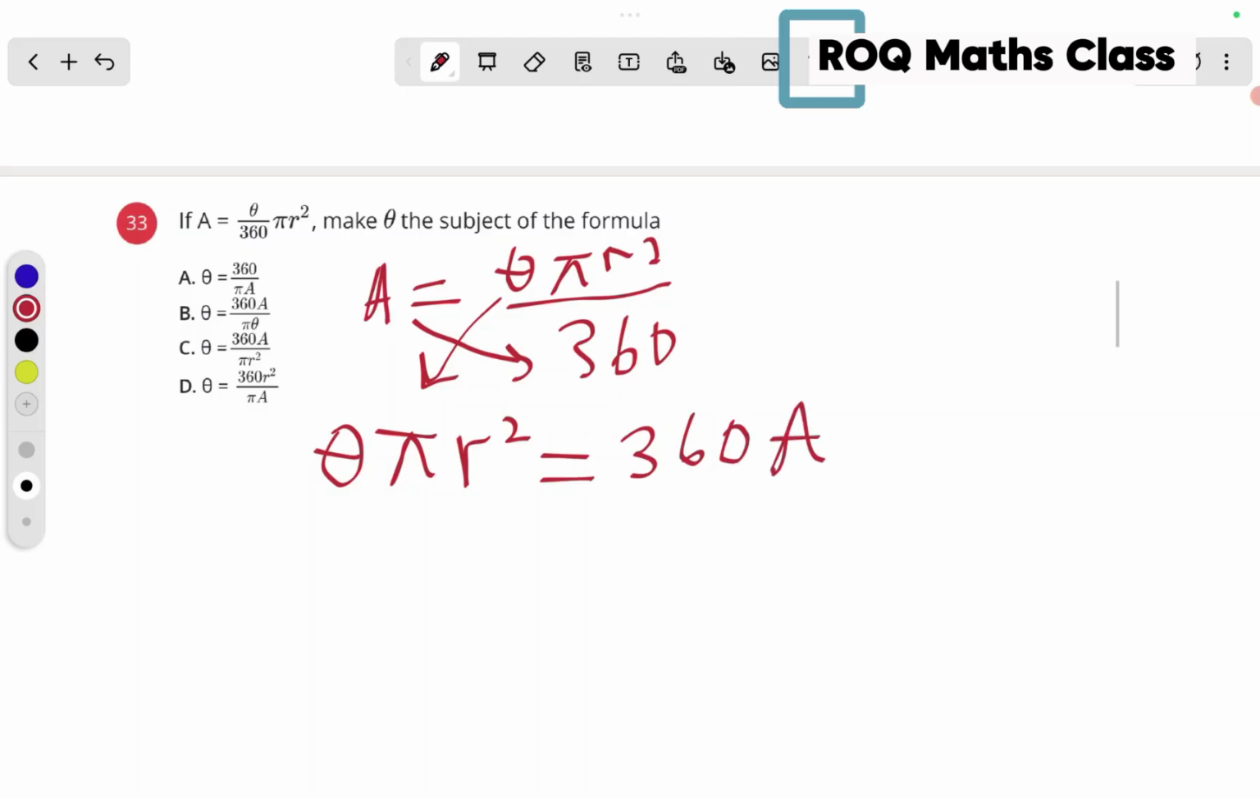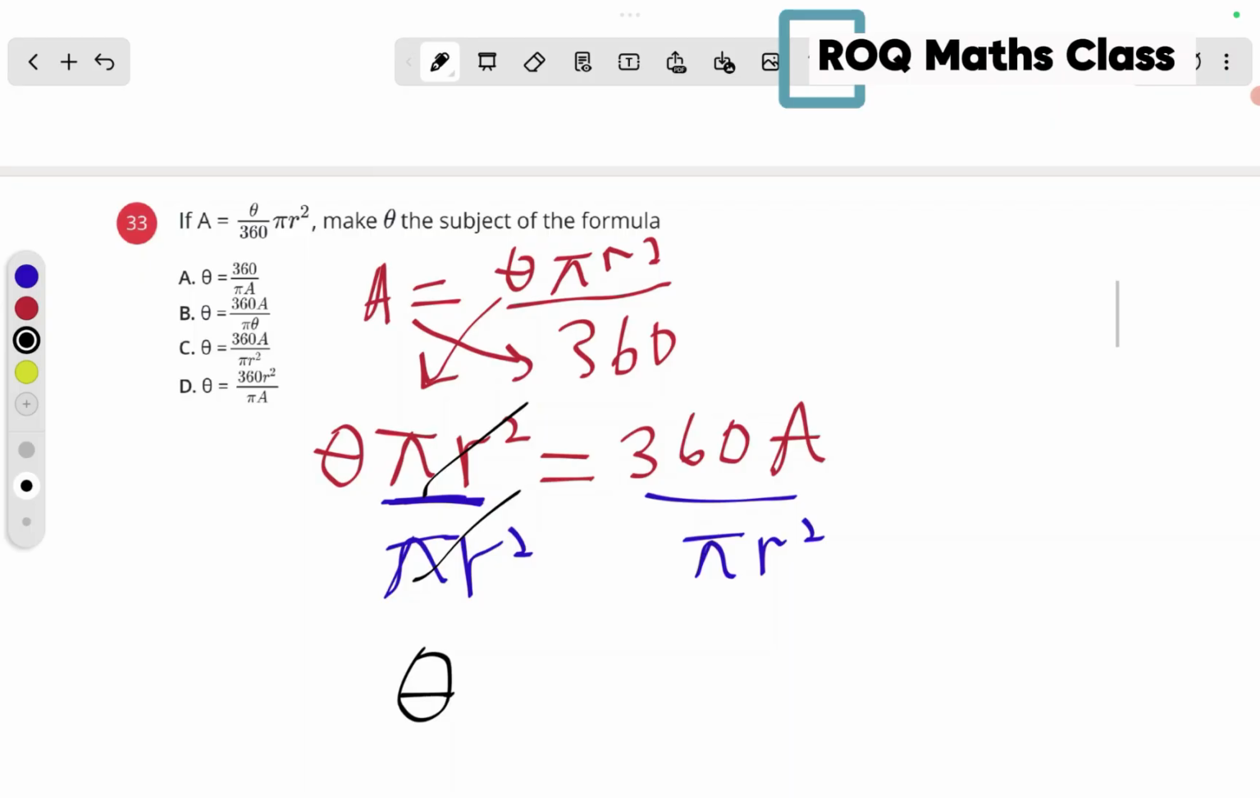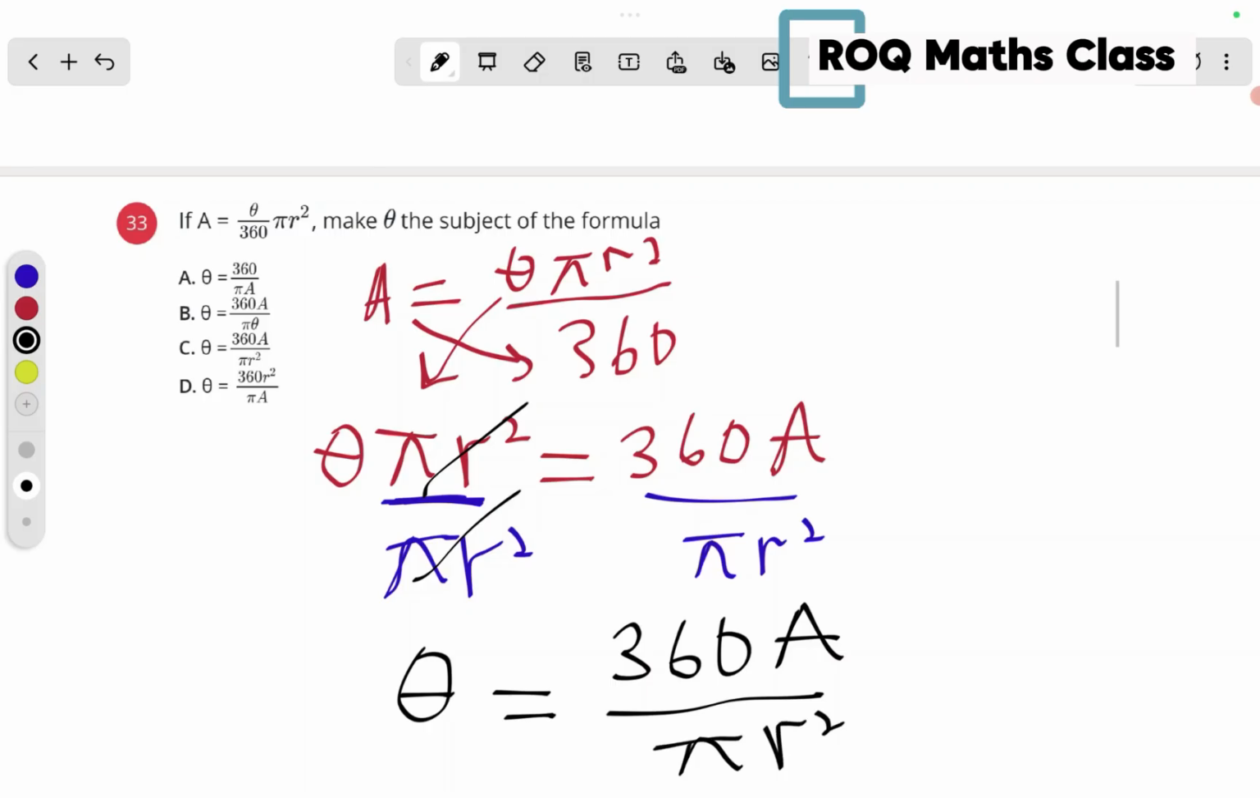360 A. So we have to remove the unwanted variables, the letters beside the theta, which are this pi r squared. So we have to divide both sides by pi r squared over pi r squared, whereby this cancels this. So our theta is the same thing as 360 A over pi r squared. That is our final answer. And this is the same thing as option C.